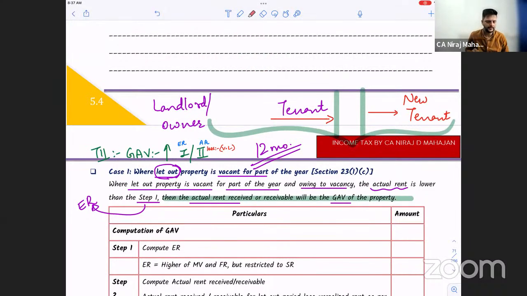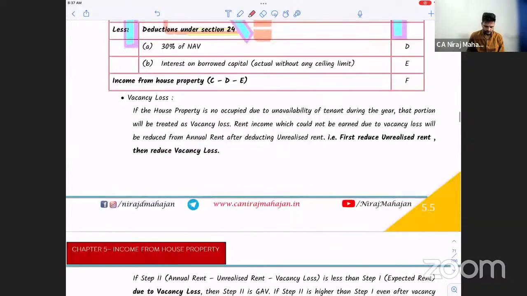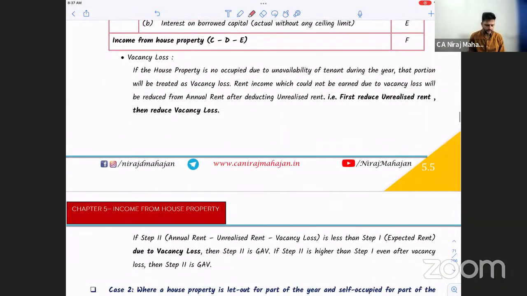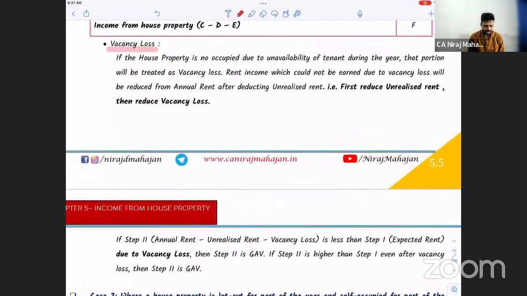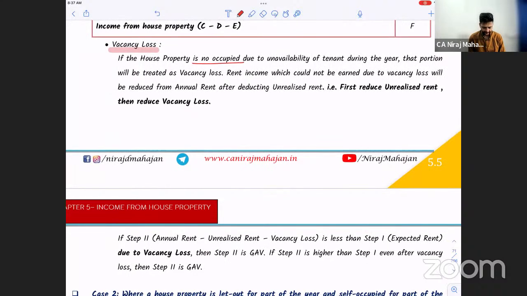We'll go ahead, everybody. Let's solve some questions. Question number 13. Come to this paragraph also. Check vacancy loss. If a house property is not occupied due to unavailability of tenant during the year, that portion will be treated as vacancy loss, the time period for which there is no tenant, the rent income which could not be earned only. Hai na?